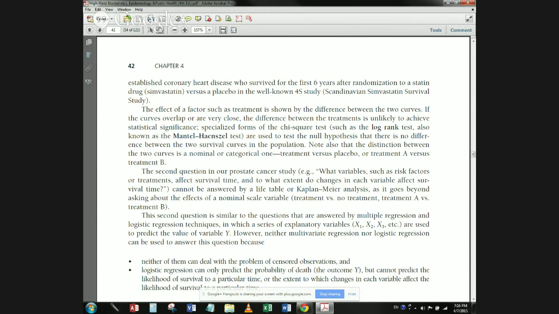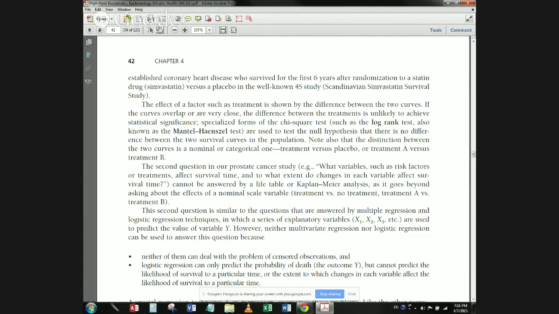The second question in our cancer study, for example, what variables such as risk factors or treatments affect survival time, and to what extent do changes in each variable affect survival time, cannot be answered by a life table or Kaplan-Meier analysis, as it goes beyond asking about the effects of a nominal scale variable, treatment versus no treatment, treatment A versus treatment B. This second question is similar to the questions that are answered by multiple regression and logistic regression techniques, in which a series of explanatory variables x1, x2, x3, etc. are used to predict the value of variable y.